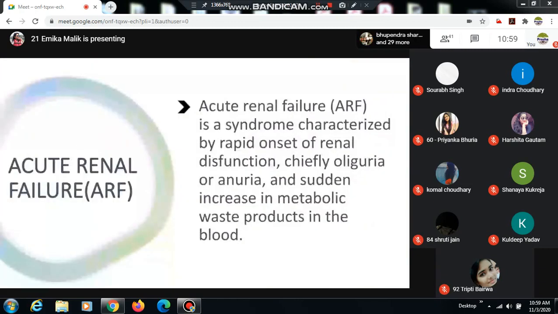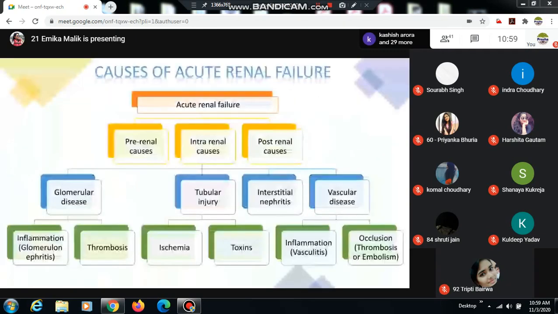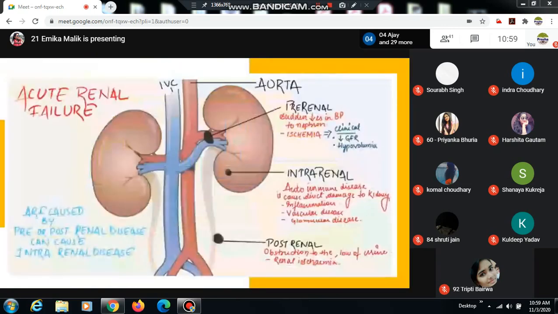First, acute renal failure. Oliguria means low output of urine, and anuria means no urine, with a sudden increase in metabolic waste products in the blood. Causes of acute renal failure: acute renal failure is classified into 3 types: pre-renal cause, intrarenal cause, and post-renal cause. As you can see in the diagrammatic view of the causes of ARF, first, pre-renal diseases are those which cause a sudden decrease in blood flow to the nephron.